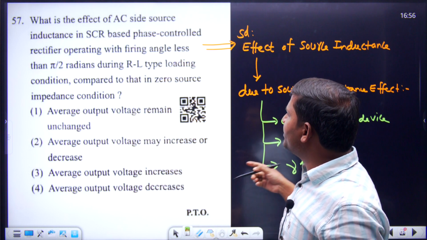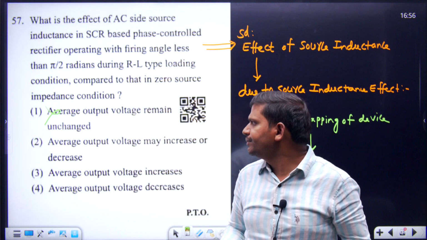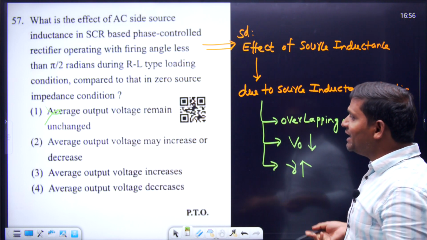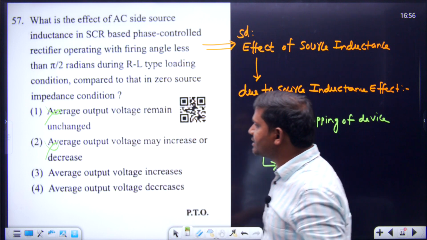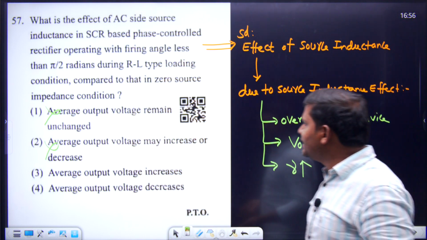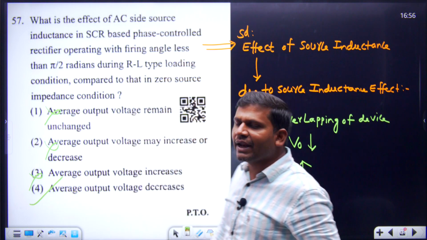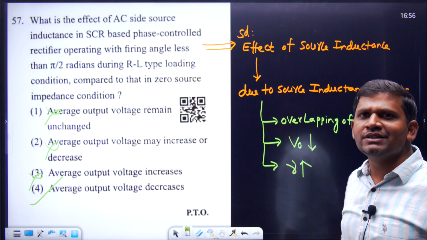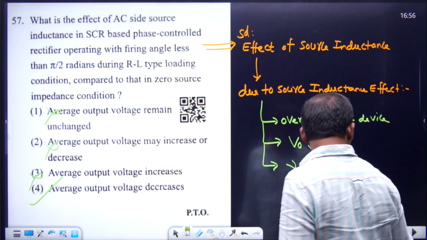Then in the given statements, average output voltage remains unchanged. That is wrong. Average output voltage may increase or decrease, wrong statement. Always decreases. Average output voltage increases, that is also a wrong statement. Only statement 4 is correct, that is, average output voltage decreases. The fourth option is correct, friends. Very simple question, you have to concentrate.